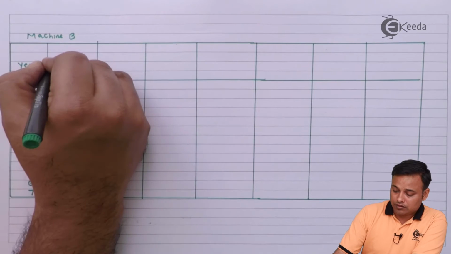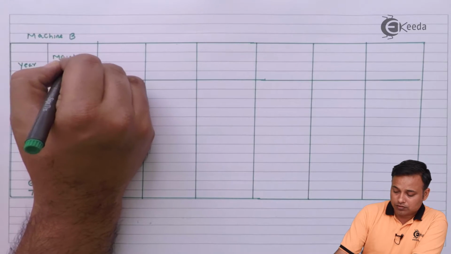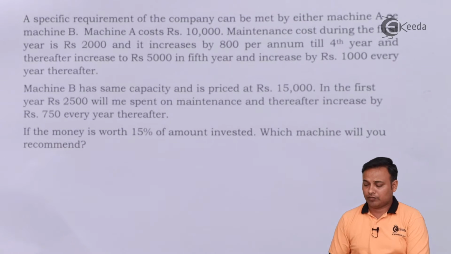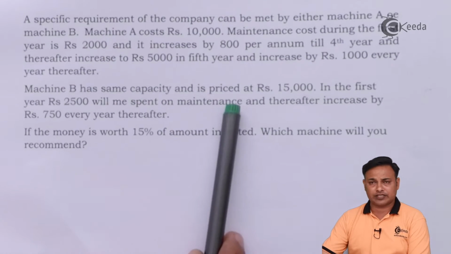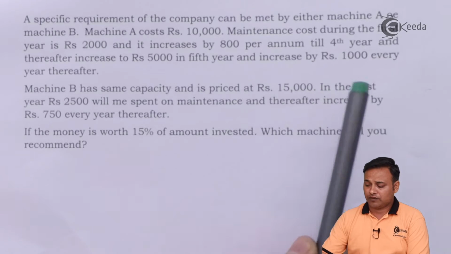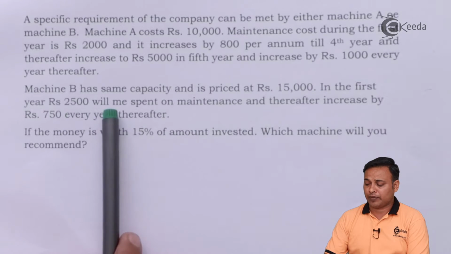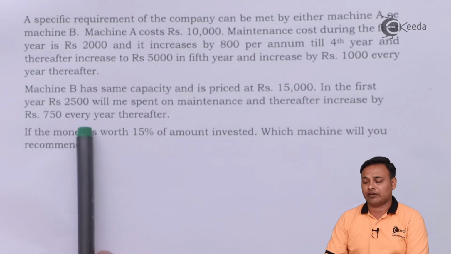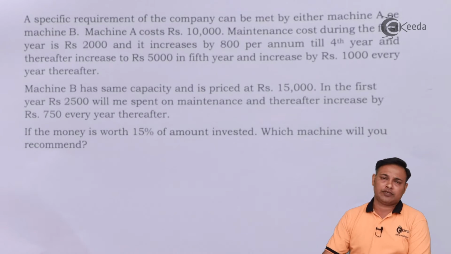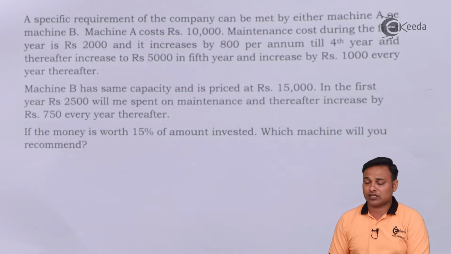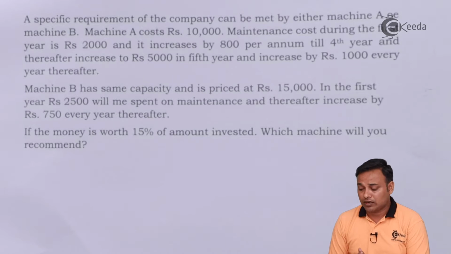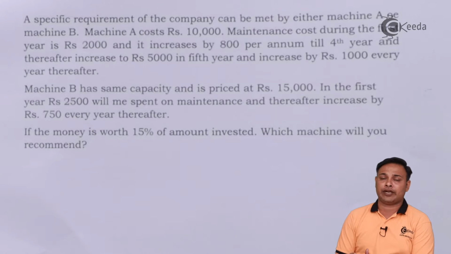Here is my maintenance cost. We refer the question again. Machine B has the same capacity and is priced at 15,000. In the first year, 2,500 will be spent on maintenance and thereafter increase by 750 every year. फर्स्ट ईयर में 2,500 रुपीज खर्चा होगा, उसके बाद हर साल 750 से आपका मेंटेनेंस कॉस्ट बढ़ेगा.